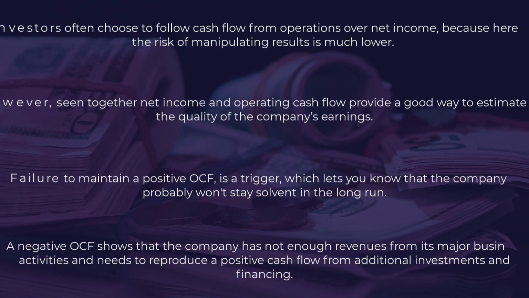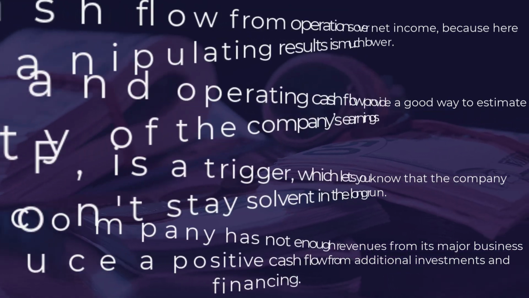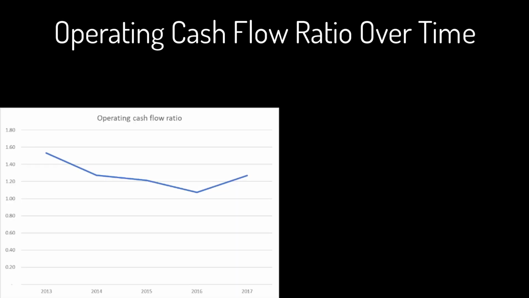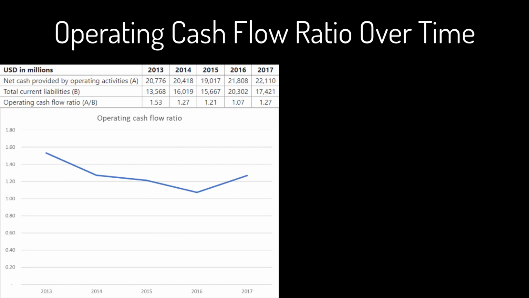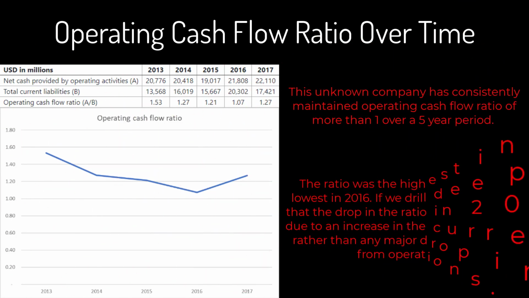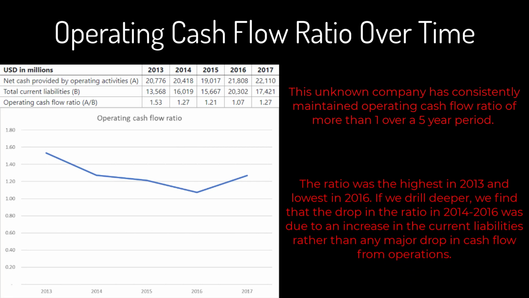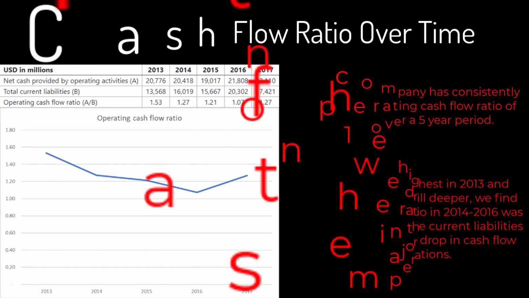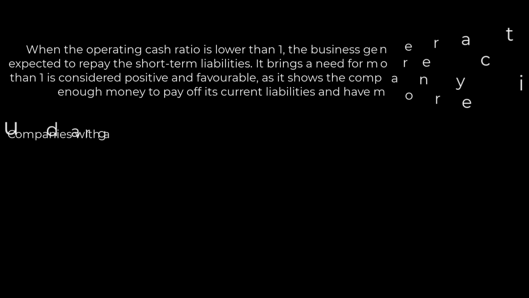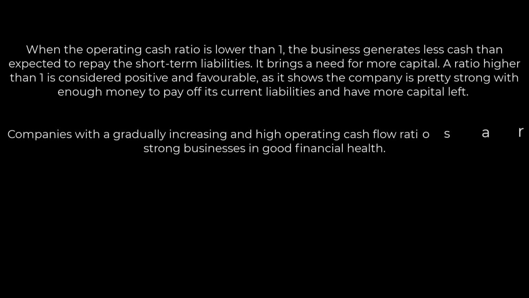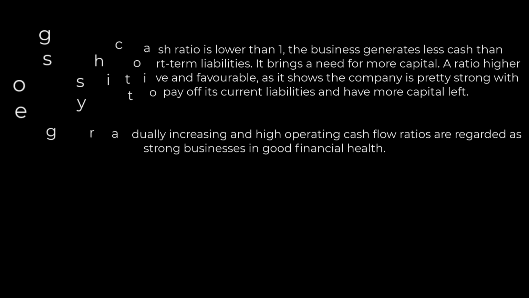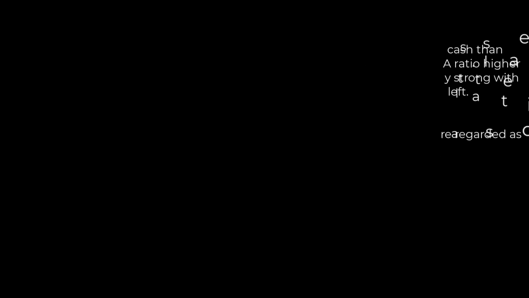A negative OCF shows that the company has not enough revenues from its major business activities and needs to reproduce a positive cash flow from additional investments and financing. Again, the ratio serves as a measure of the company's liquidity. When the operating cash flow ratio is lower than 1, the business generates less cash than expected to repay the short-term liabilities. It brings a need for more capital. A ratio higher than 1 is considered positive and favorable, as it shows the company is pretty strong with enough money to pay off its current liabilities and have more capital left over. Companies with a gradually increasing and high operating cash flow ratio are regarded as strong businesses in good financial health.